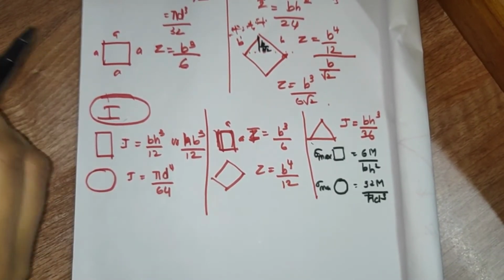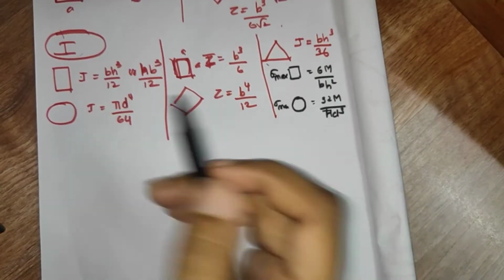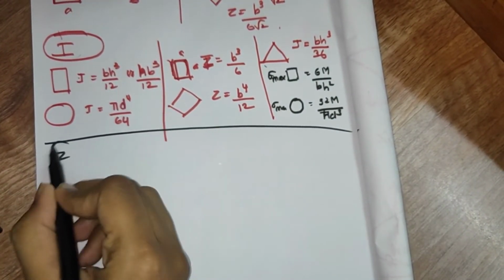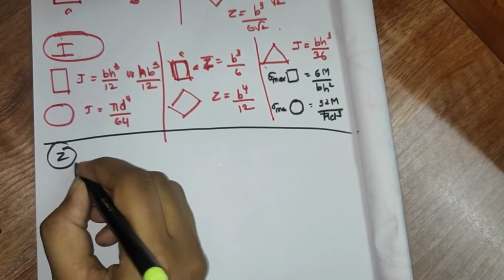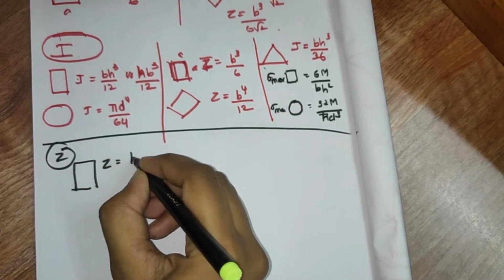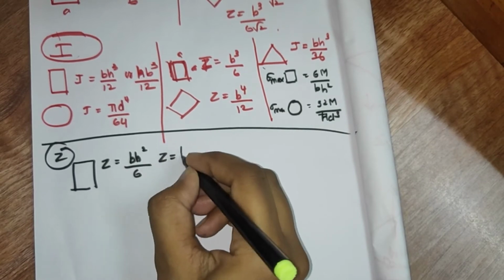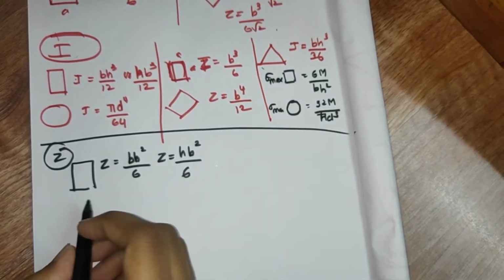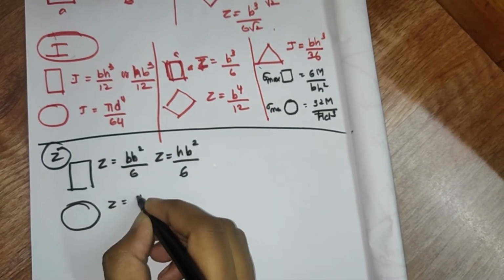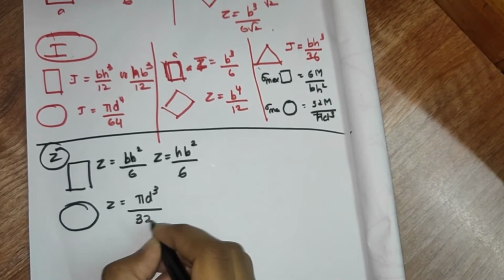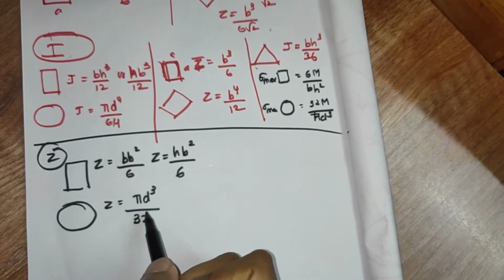Next we can just see the section modulus. We can just remember. Next Z, so Z of area section. First this is rectangle. Z equal to bh square divided by 6, so Z equal to hb square divided by 6. Next for circle, Z equal to pi d cube divided by 32. Here I is pi d raised to 4 divided by 64, here Z is pi d cube divided by 32.